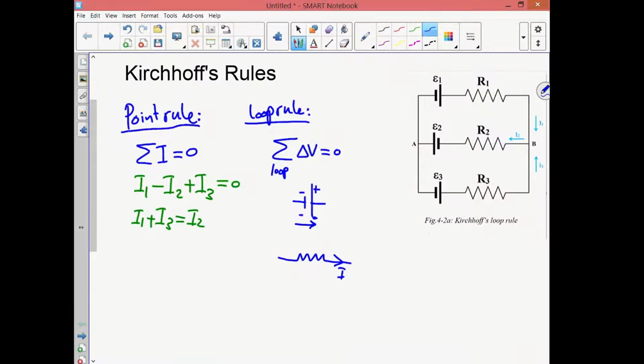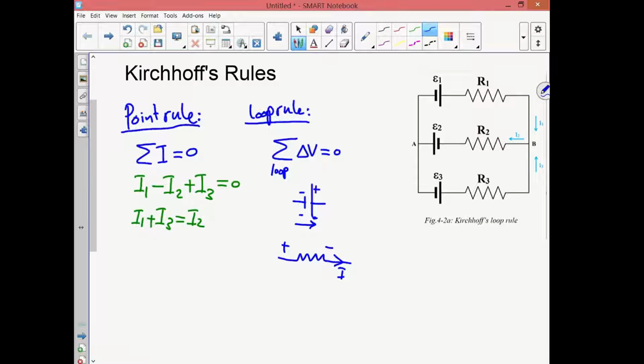So in this example, we will represent any point that has high potential with a plus sign and any point that has a low potential with a negative sign. So moving to the right through this resistor means that we moved from high potential to low potential. So there is a drop in potential. If we move to the left in this resistor, this means that we move from a point of low potential to a point of high potential, which means there is an increase in potential.